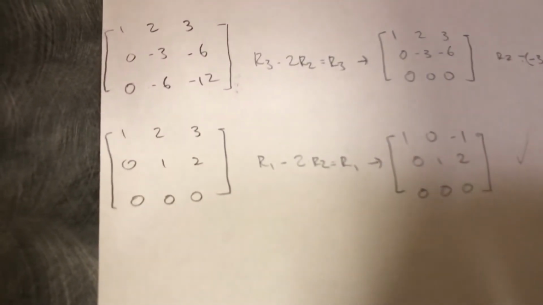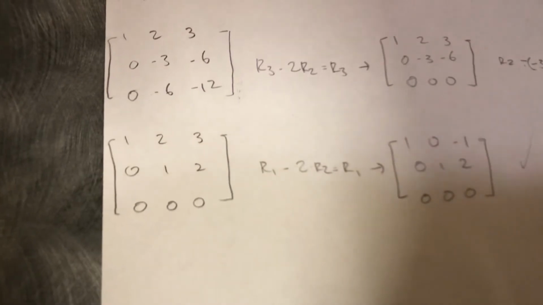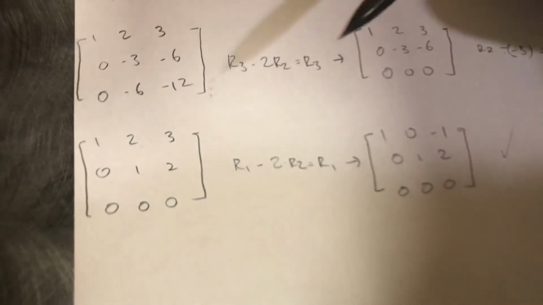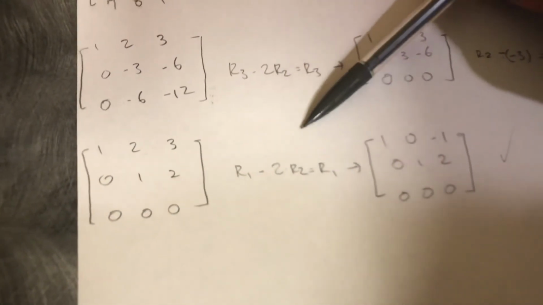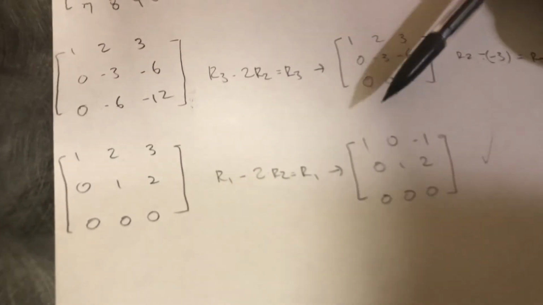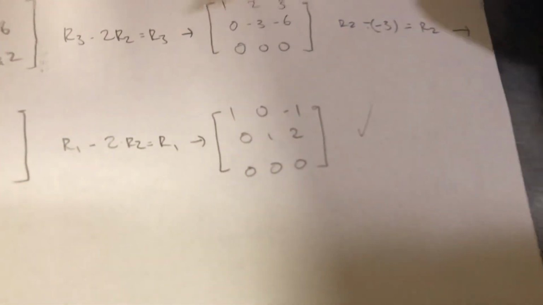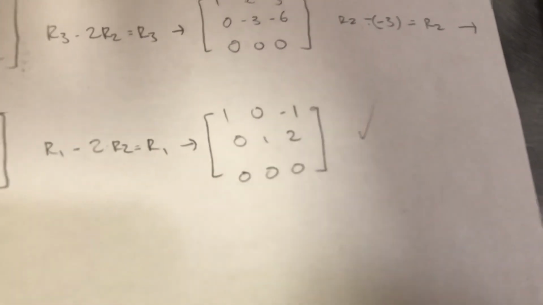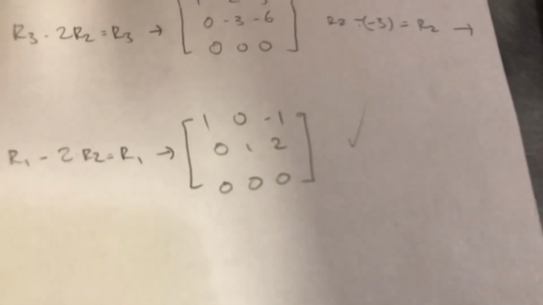And now in order to get to RREF, or reduced row echelon form, we want to zero out this entry above this 1. In order to do that, you can take row 1 and subtract 2 times row 2, and you're going to get a matrix of 1, 0, -1, 0, 1, 2, and 0, 0, 0. And this matrix fulfills all the requirements for our RREF form.